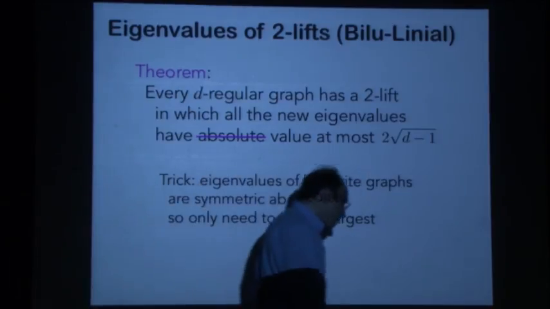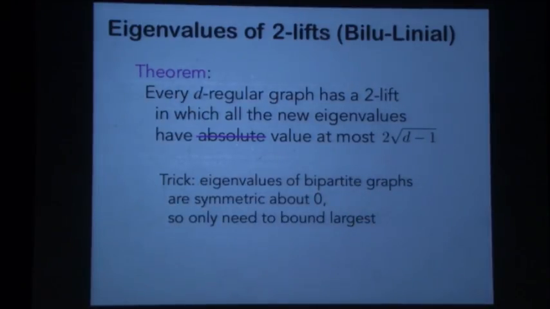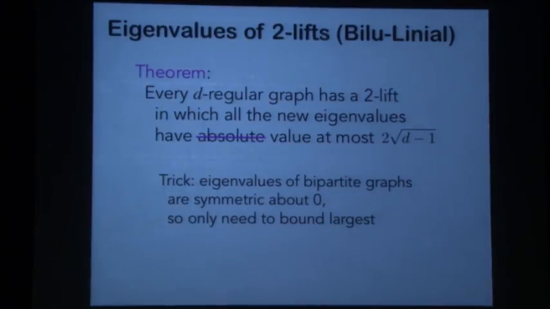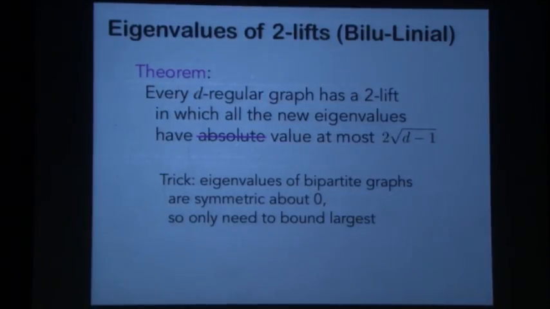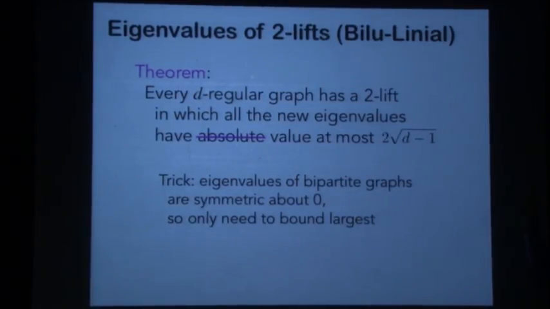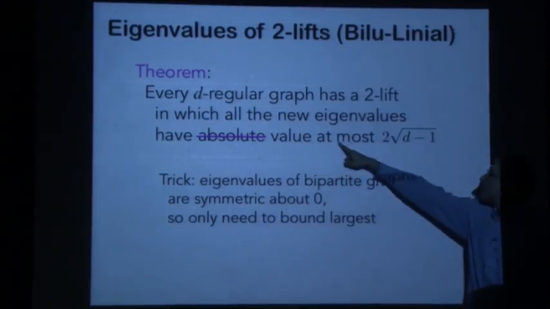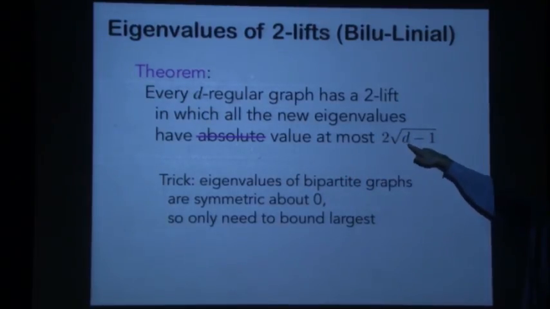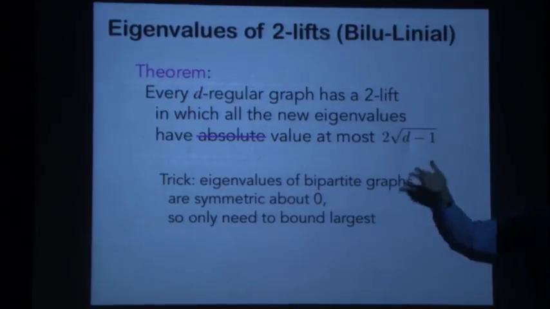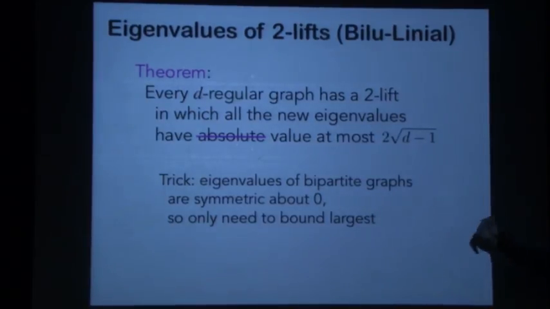So what we prove is not that there is a two-lift in which all the eigenvalues have absolute value at most 2 root d minus 1. We prove that there is always a two-lift in which at least all the eigenvalues are at most 2 root d minus 1. We can bound the largest eigenvalue, but not the smallest. Or I could do the smallest, but not the largest. I could do either end.